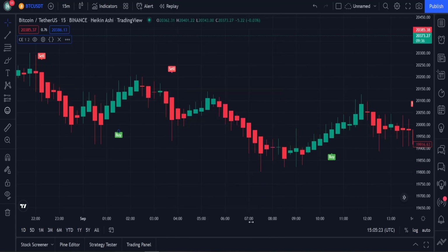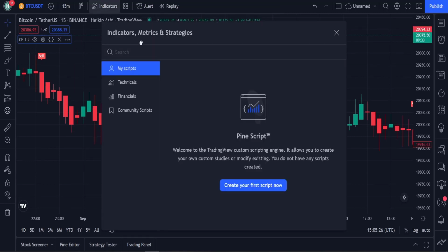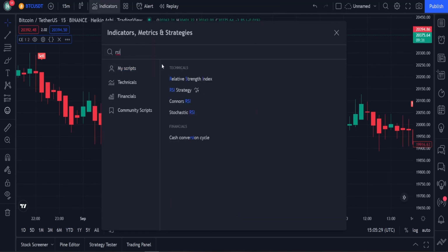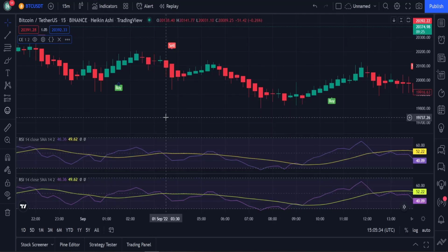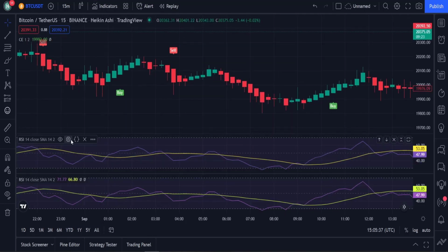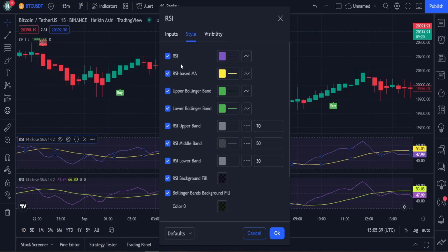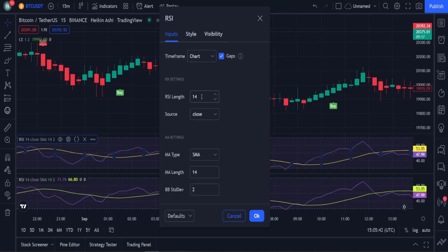Click OK. Now we're going to add two more indicators, and both of these are going to be RSI. So we're going to add the RSI, the Relative Strength Index, twice. Now let's make changes in the settings of the RSI. We're going to go right here into settings. First, in the input tab, you're going to change the RSI length to 100.